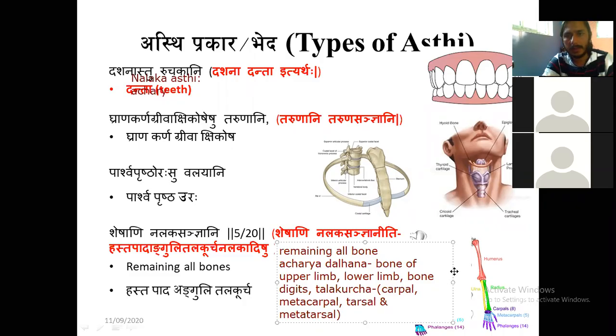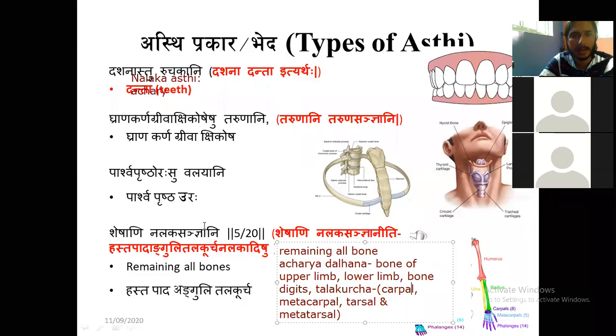Now see, the bones of the upper limb: clavicle is there, humerus is there, radius and ulna are there. In the case of the lower limb, femur is there, tibia and fibula are there. Then Anguli means the phalanges, the bones of the digits. Then in Talakurcha we consider carpal and metacarpal in the upper limb, tarsal and metatarsal in the lower limb. Just remember these things.